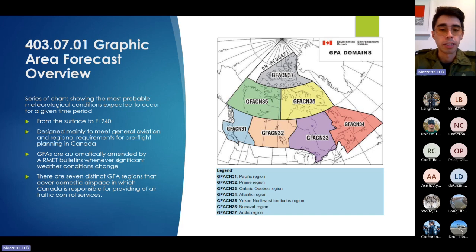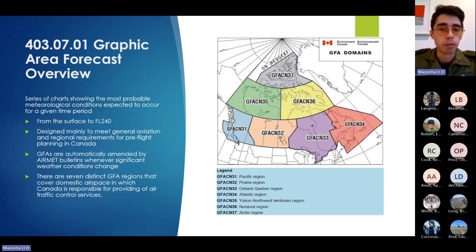So the GFA is a graphic forecast for a specific area. It's a series of charts that show the most predictable meteorological conditions expected to occur for a given period in a specific area. So again, big thing with this is that it's a forecast. It's not exactly what's going to happen. It's a very highly probable prediction of what you could expect. It's very similar to if you watch the news in the morning, or if your parents have it on before you're going to school, and they see the big weather chart with the high pressure systems and the fronts moving in. They're very similar to that, except they don't move like we see it on TV.